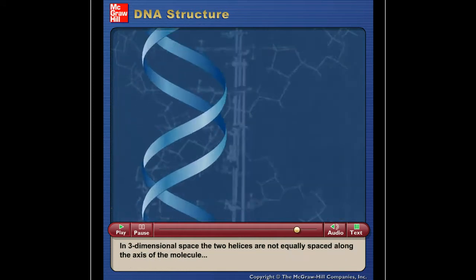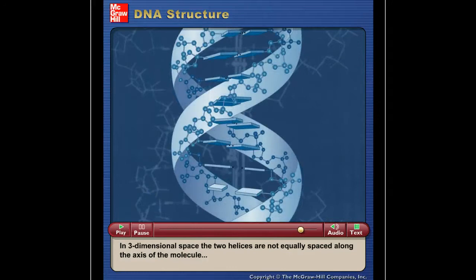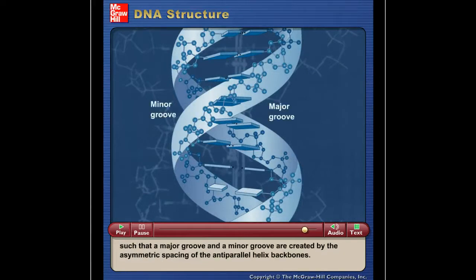In three-dimensional space, the two helices are not equally spaced along the axis of the molecule, such that a major groove and a minor groove are created by the asymmetric spacing of the antiparallel helix backbones. The major groove and minor groove play important roles in the binding of proteins that regulate gene transcription.